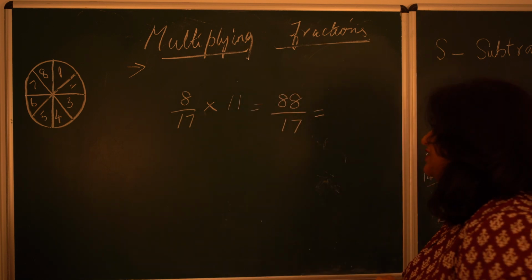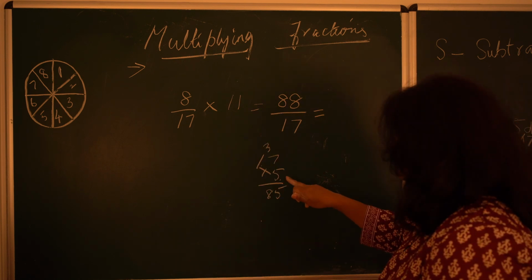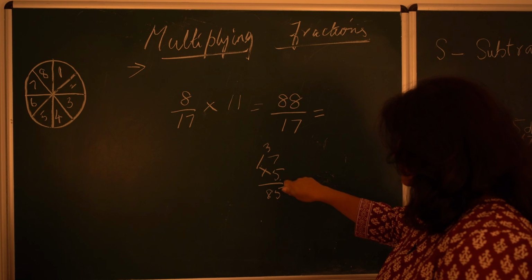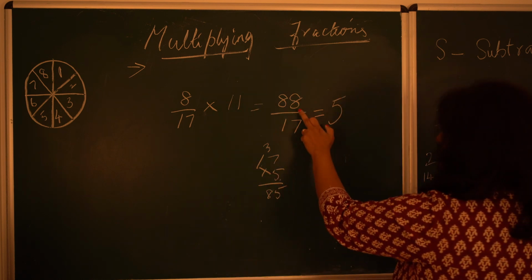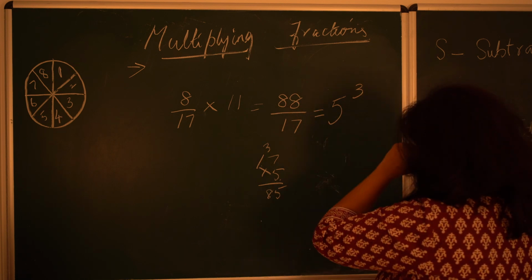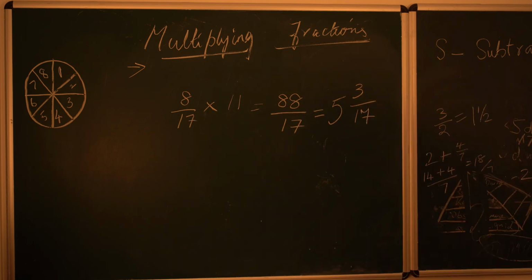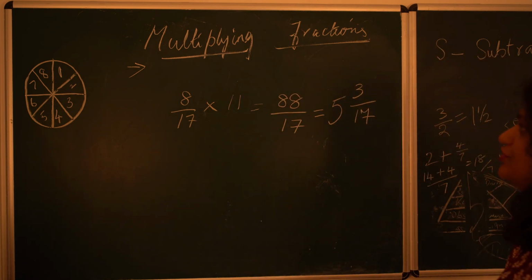I can further write this as a mixed number. 17 times 5 is 85. Then this one goes there, 85. Okay, 5 is my whole number, remainder 3. 88 minus 85 is 3, over 17. Yeah, that's the answer, correct. So this is how you tackle multiplication of fractions.